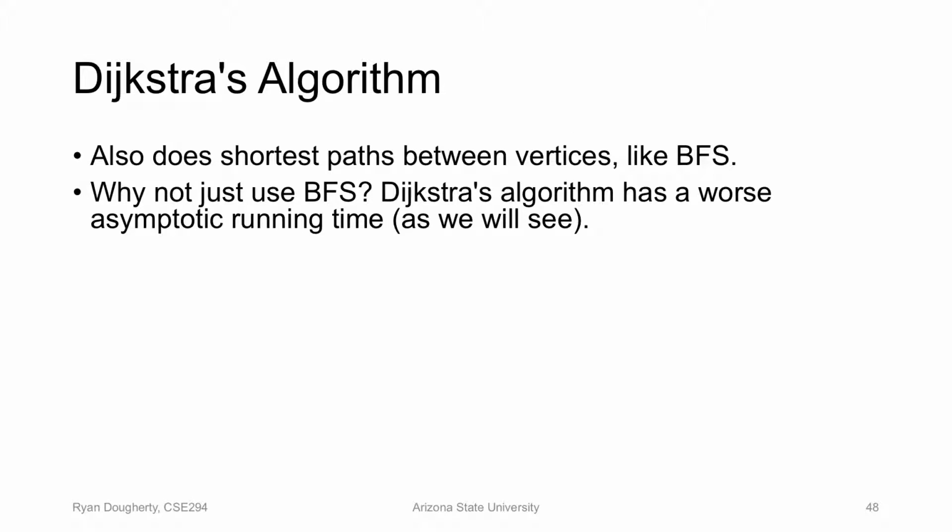So you're thinking, why not just run breadth first search, right? Because it's linear in the size of the graph. You can't do better than linear time, because you have to read the entire graph anyway. And Dijkstra's algorithm actually has a worse asymptotic running time. So why should I use this, do you think?